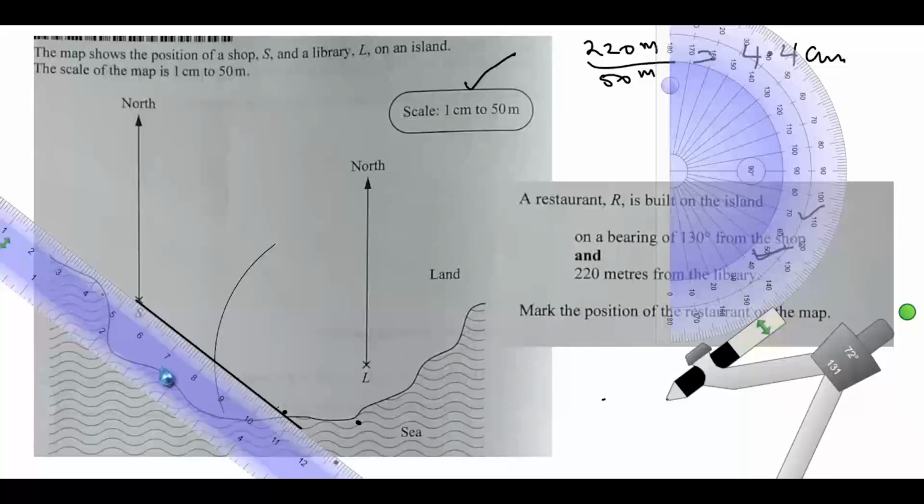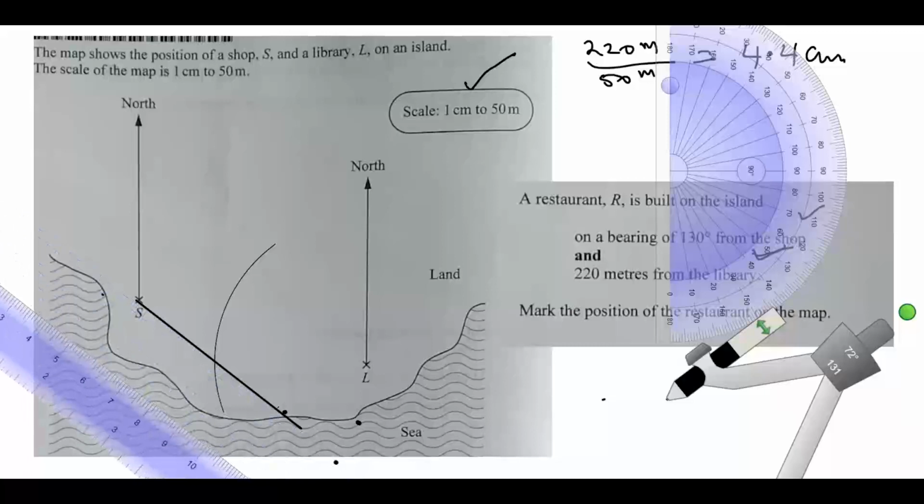So where the straight line and the arc meet is the location of the restaurant R. So the point of intersection here, where the two intersect, will be the location of the restaurant R. So it is on a bearing of 130 degrees and it is 4.4 centimeters away from this point L.